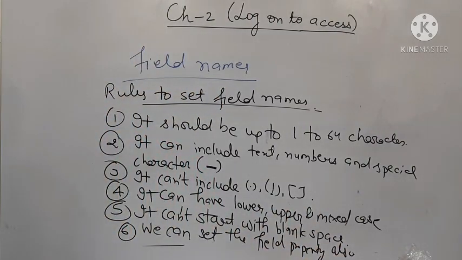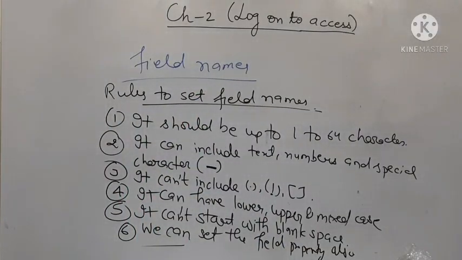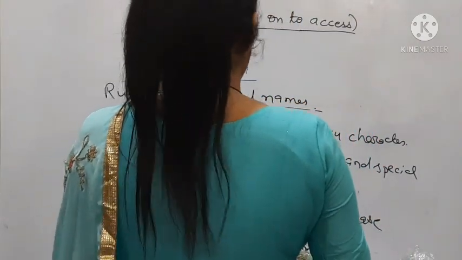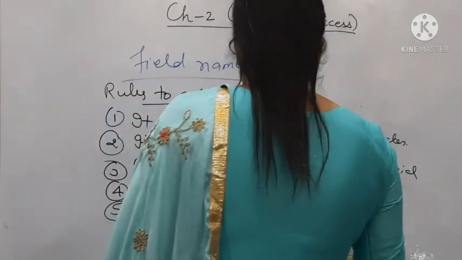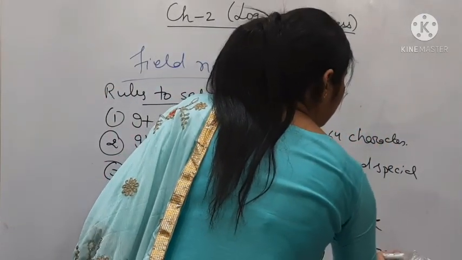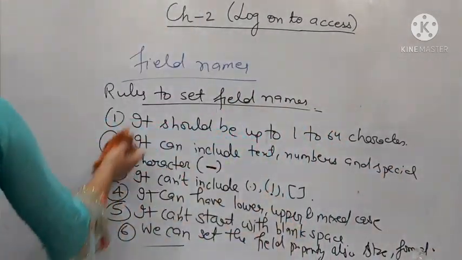Okay. So these are some rules to set the field name. First one is, it should be up to 1 to 64 characters. The second one is, it can include text, numbers and special characters, especially underscore. It can't include the period, exclamation mark and the square brackets. It can have lower, upper and mixed cases. It can't start with blank space, and we can set the field property easily and we can change it also. So the field property, we can change the size and the format. Okay. These are the rules.